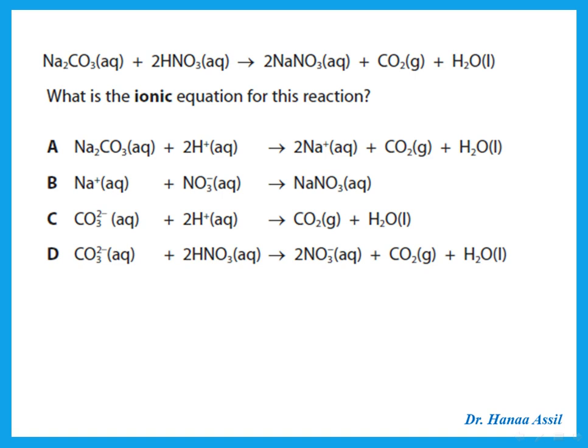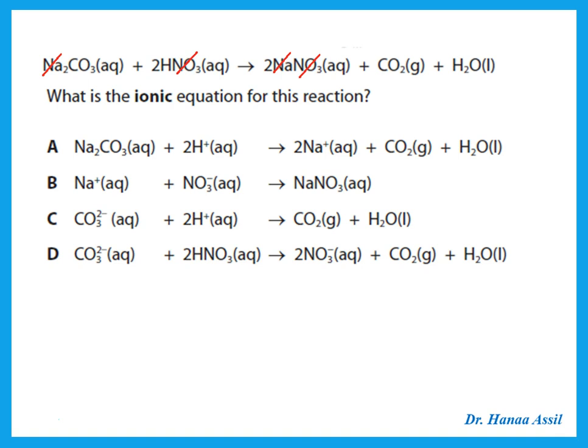Another question very quickly: sodium carbonate plus nitric acid to give sodium nitrate plus carbon dioxide plus water. Again, to write the ionic equation, what do we need to do? We need to ionize anything that's aqueous and cancel anything that's the same on both sides of the arrow. So what can I cancel? I can cancel sodium ions before and after the arrow, nitrate ions before and after the arrow. So what am I left with? I'm left with the carbonate plus 2H+ to give carbon dioxide plus water. That is the answer in C.